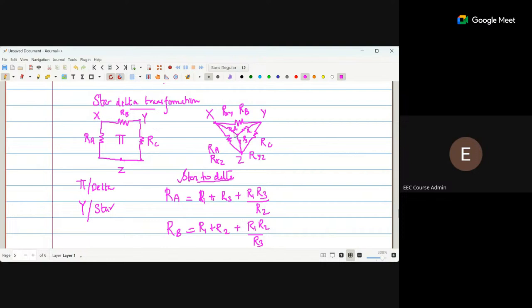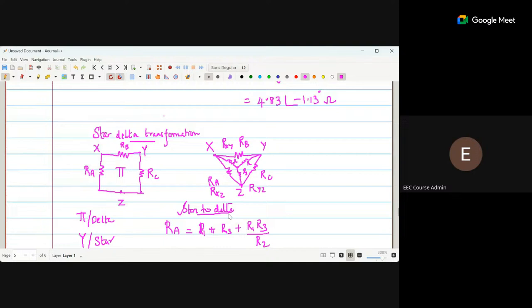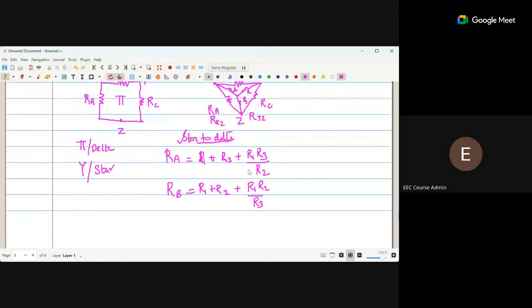Similarly, without me telling, I will just write the expression for RB. Now tell me the expression for RB. If the RA expression is clear, RB is connected between X and Y. So in the corresponding star equivalent, what are the resistors connected to X and Y? R1 and R2. So the expression for RB will be R1 plus R2 plus R1 R2 divided by R3. Correct?